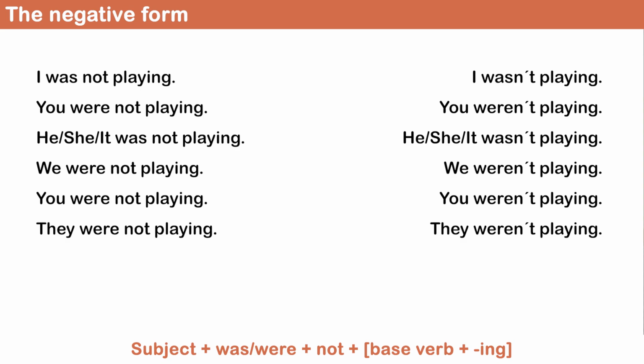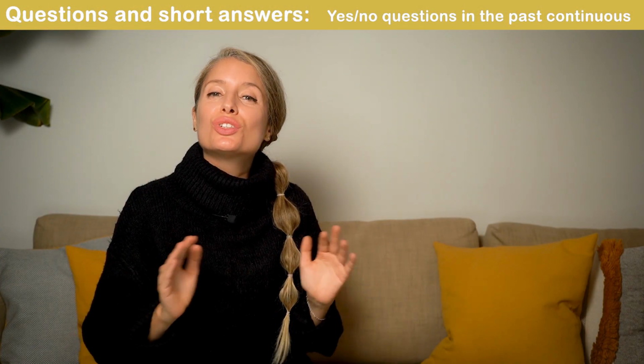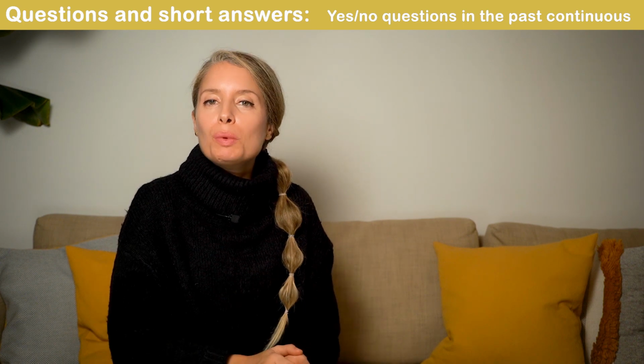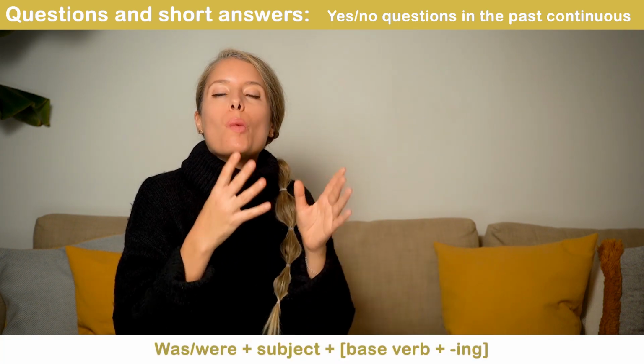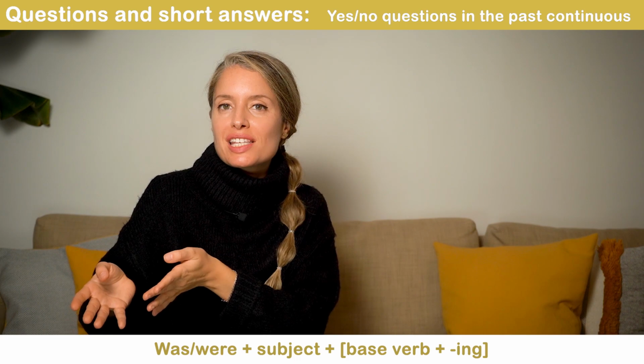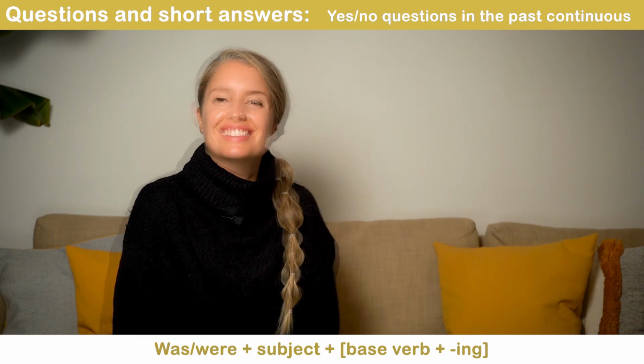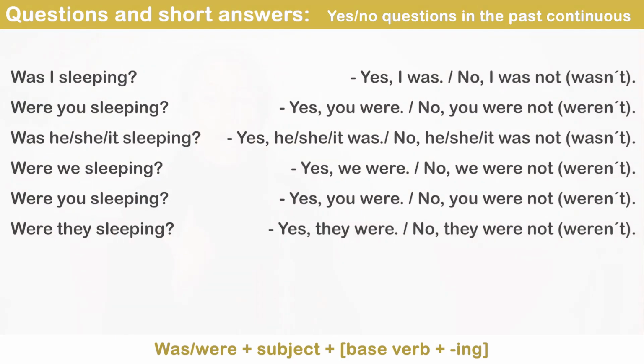They weren't playing. And finally, to form a yes or no question, we would take was or were plus the subject plus the base of the verb with the ing ending. For example, was I sleeping? And here you could give a short answer like yes, I was. No, I wasn't. Were you sleeping? Was he, she, it sleeping? Were we sleeping? Were you sleeping?